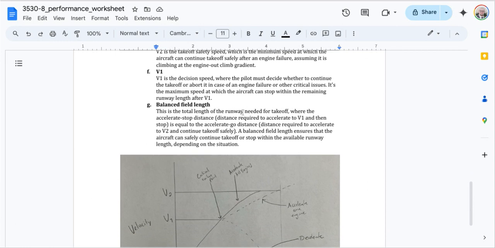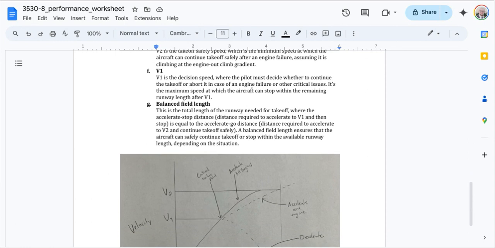V1 is that decision speed that we talked about. You get to V1, that's where you make the decision, continue or stop, right? Make that decision prior to V1. At V1, you must continue and take that into the air.